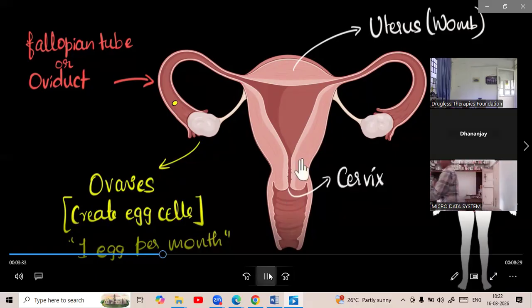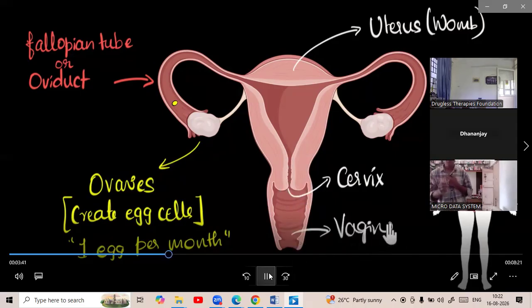During childbirth, when the baby has to come out, it's the cervix that needs to open up. And finally, we see the vagina. This is where the penis is supposed to enter during sexual intercourse. So roughly, these are the parts of the reproductive system.